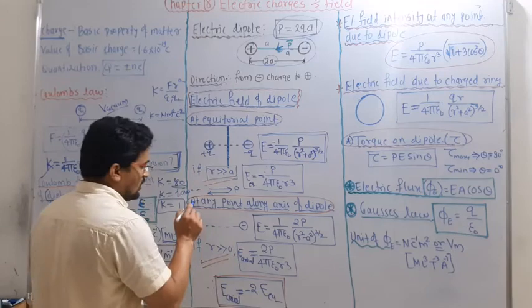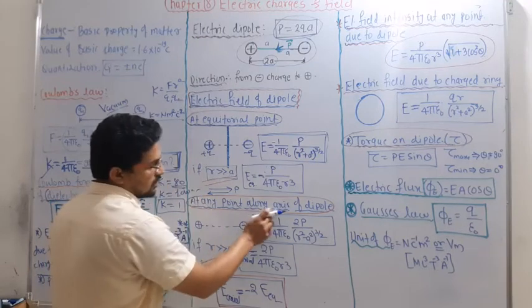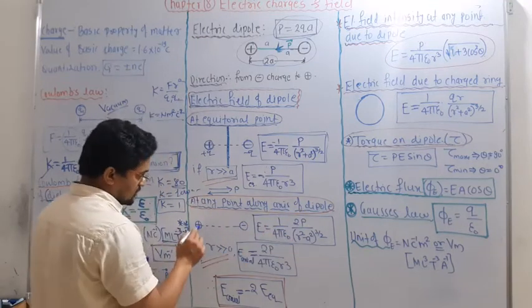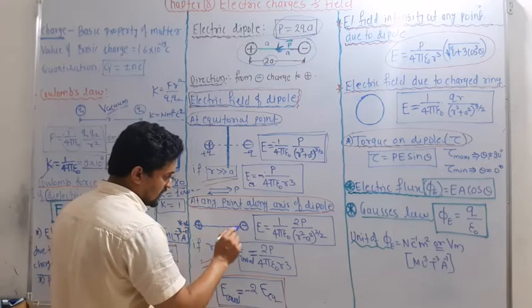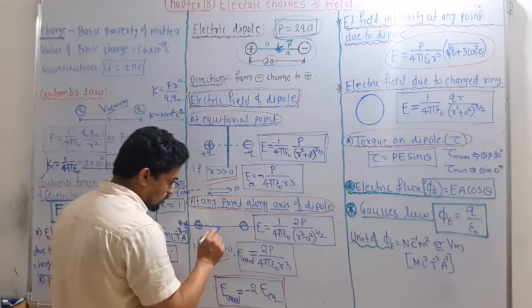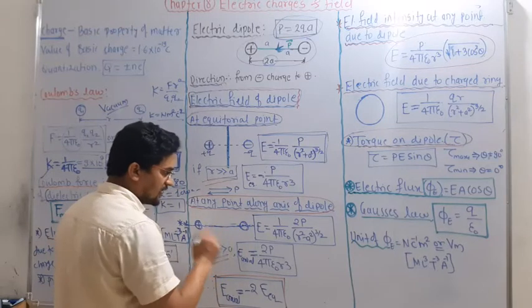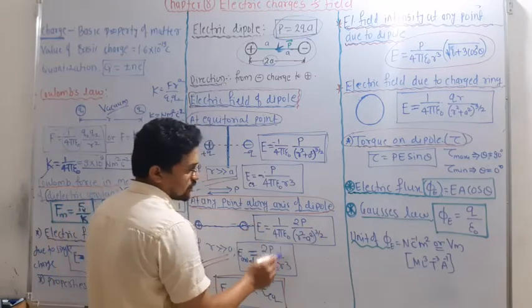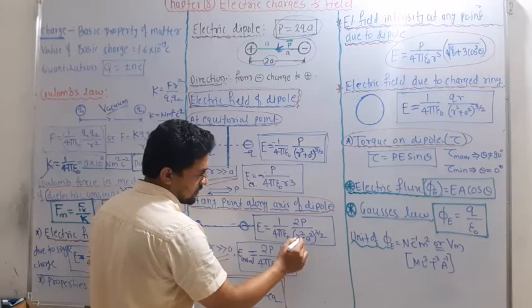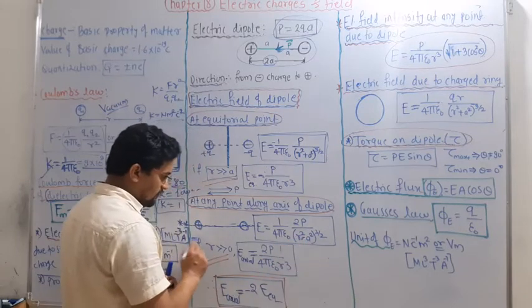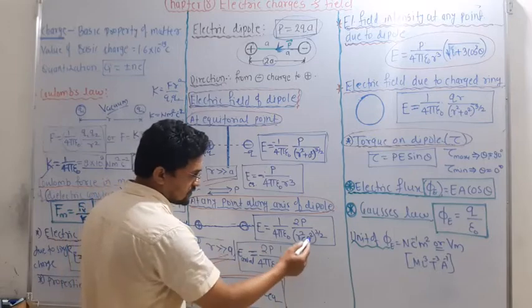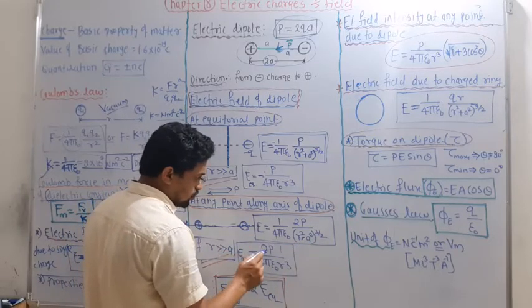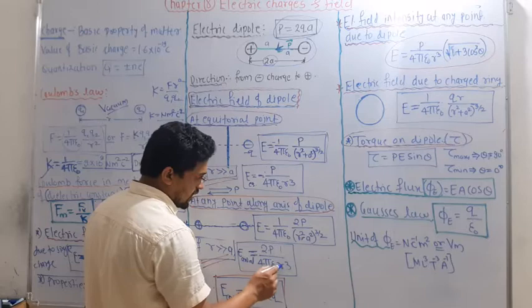Okay, same way at any point along the axis of the dipole. Suppose this is a positive charge and negative charge. So this is the axis which connects the dipole. Along this axis, the electric field is given by this equation. So this is minus a square. Again, if r is much greater than a, a is neglected. And once you neglect this a, you will get 2p divided by 4 pi epsilon naught r cube.